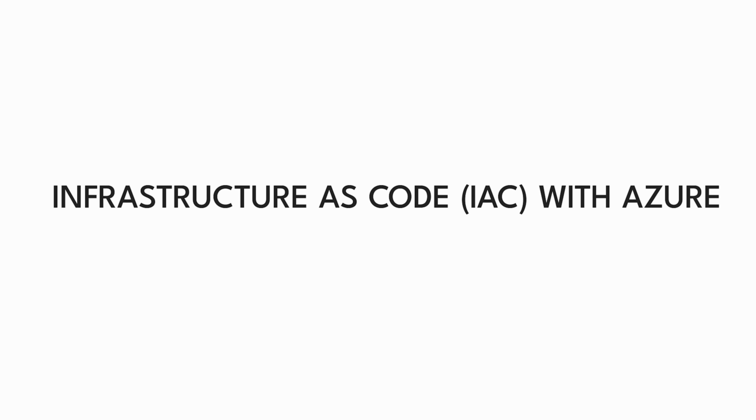Next up is you want to learn infrastructure as code. This helps automate the setup and management of your cloud resources. You want to get a good understanding of what infrastructure as code is and why it is important for DevOps. You can use ARM templates, Azure Resource Manager templates, to define and provision your infrastructure.